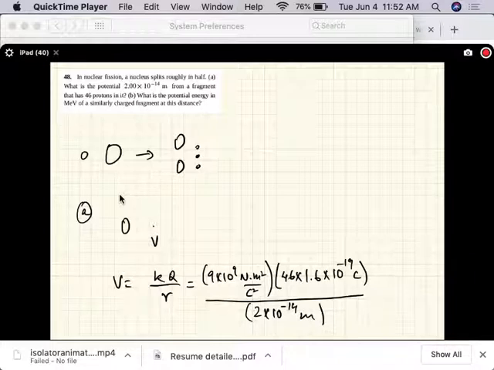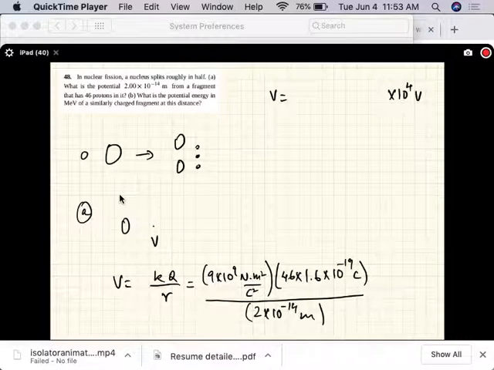So the potential at that location is, let's take your powers of 10. You get 10 to the minus 5, and so that leaves 10 to the 4 volts. 9 times 46 times 1.6 divided by 2.